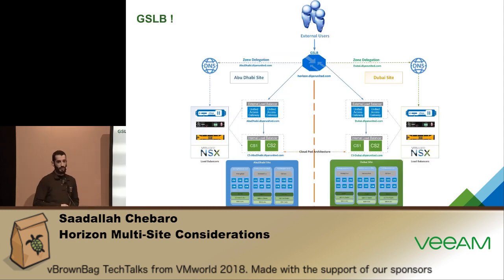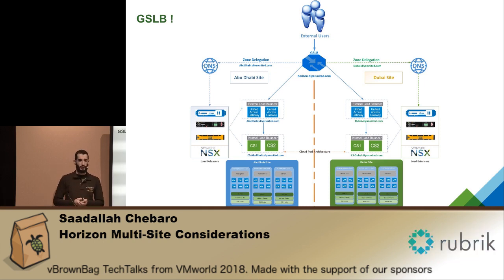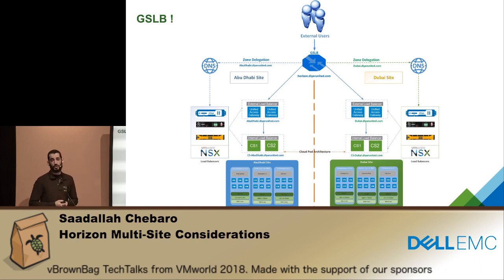OK. So who's familiar with GSLB? Global server load balancing is just smart DNS. I want to route users to a specific site. How do I do that? I have multiple sites, and my user needs to hit one URL. So what determines which site this user is going to be forwarded to? This is called GSLB, Global Server Load Balancing.